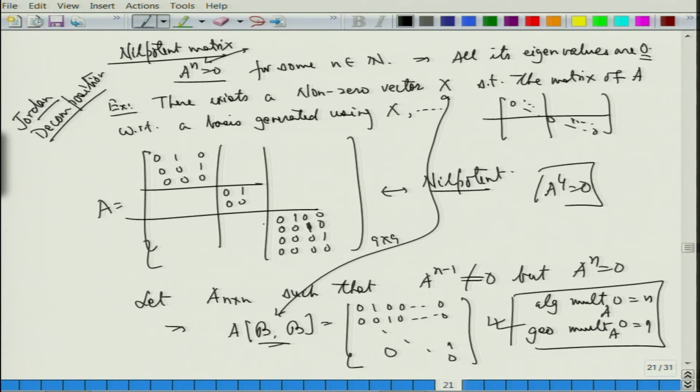In this example, if I am looking at this A, then the algebraic multiplicity of 0 as an eigenvalue of A is 9, because it is a 9 cross 9 matrix with zeros on the diagonal. It is an upper triangular matrix, but the geometric multiplicity here is 3. One coming from here, one from here, one from here.